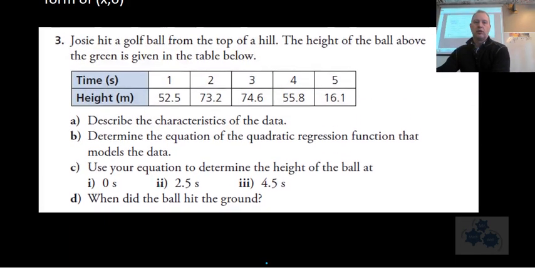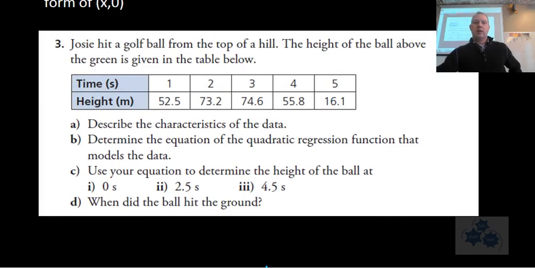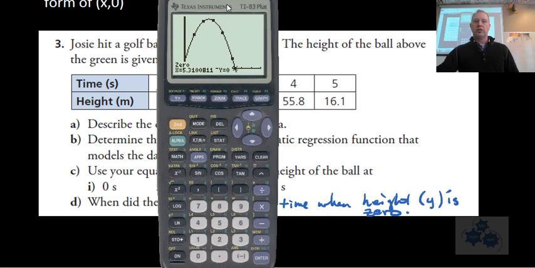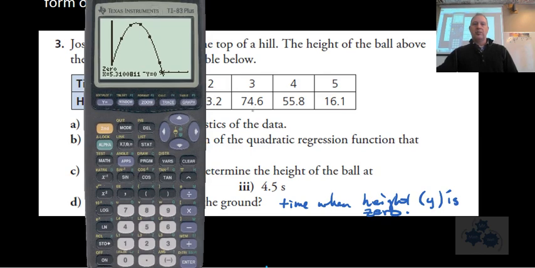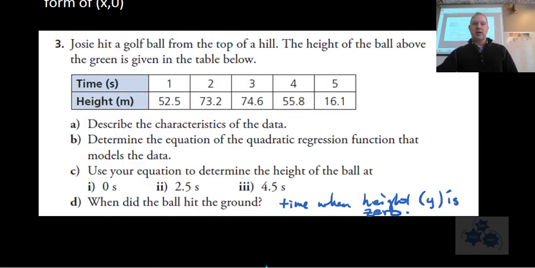So when the ball is at a height of 0, that's when the ball hit the ground: the time when the height, or the y value, is 0. According to our graphing calculator, when the height is 0, the x value is 5.31. Because x is our time, when does the ball hit the ground? At 5.31 seconds.